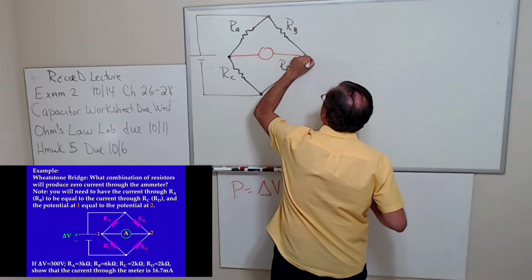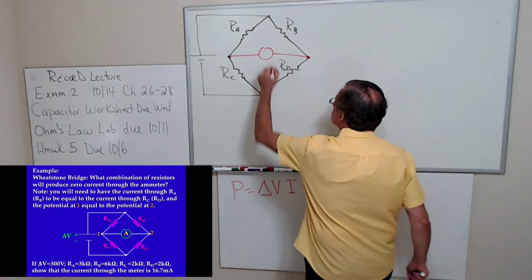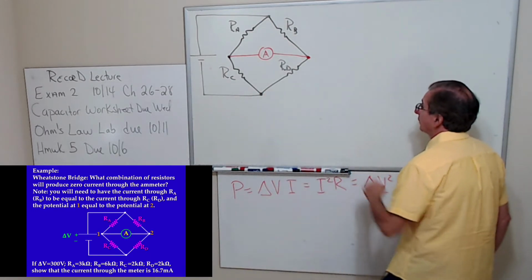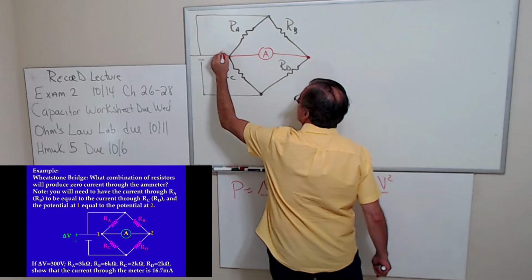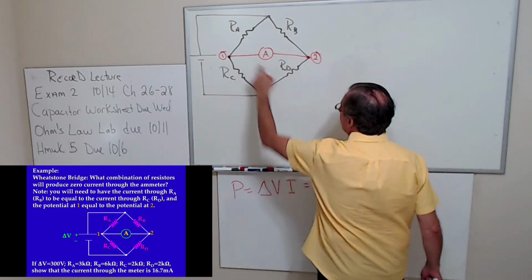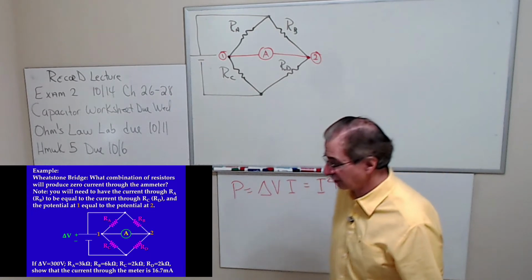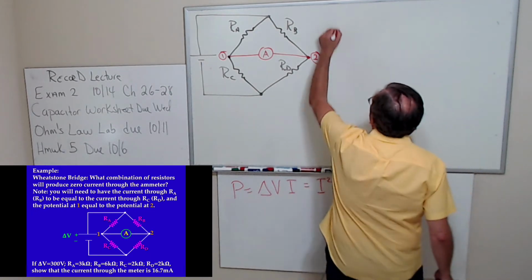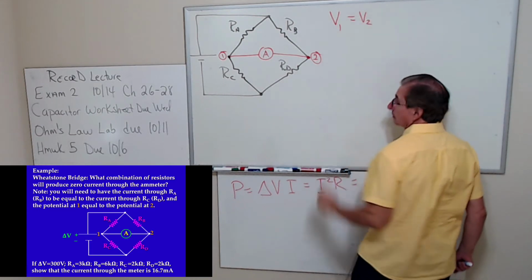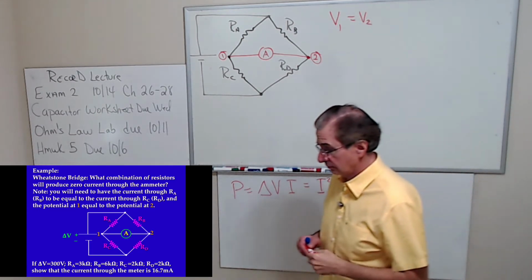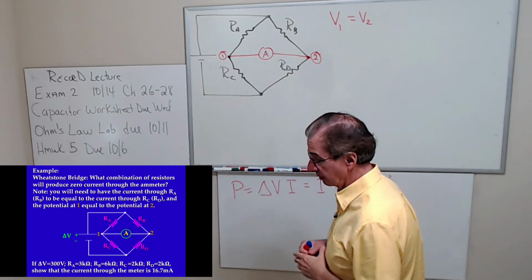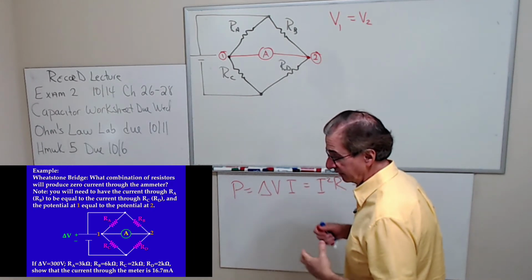Okay, so here's the ammeter. Here's point 1 and point 2. Since basically all I've done is connect those 2 points together with a wire, V1 has to be equal to V2. Isn't that true? Because all I've done is connect them together with a wire. That's really all I've done.